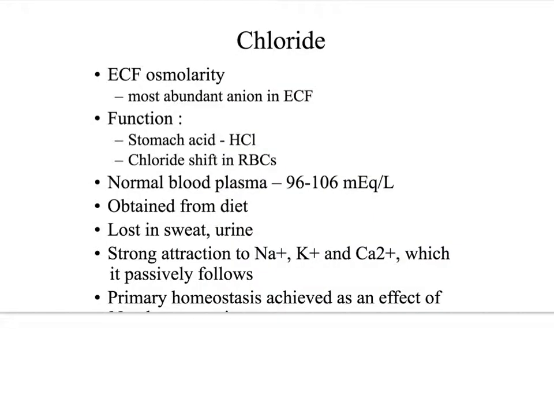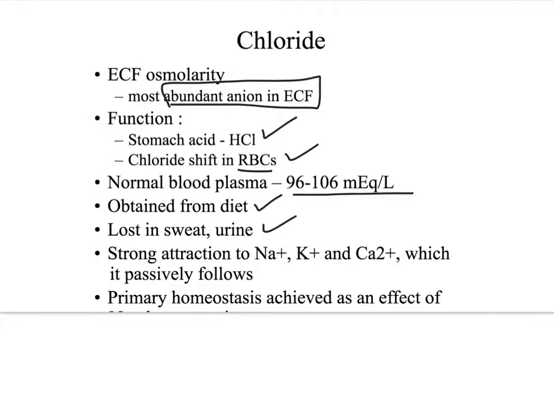Now chloride ions. It's the most abundant anion in the extracellular fluid. It functions in hydrochloric acid, a main component of stomach acid, and it's also going to be important when we talk about respiration and the chloride shift in red blood cells, which we haven't gotten to yet because we're doing it in opposite order. Here's the amount that's normally there. We get it in our diet, we lose it in sweat and urine.